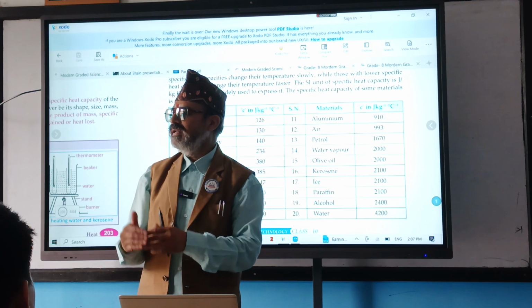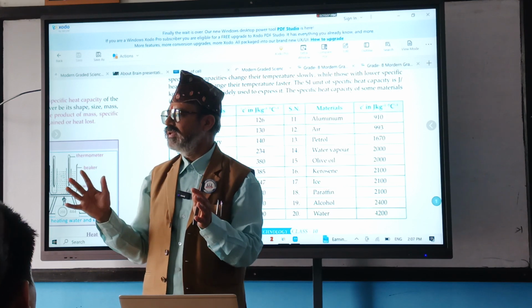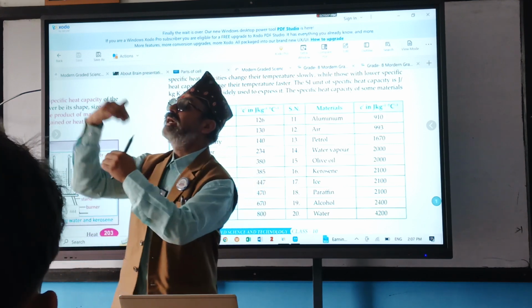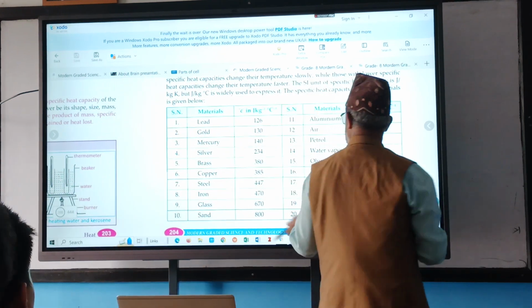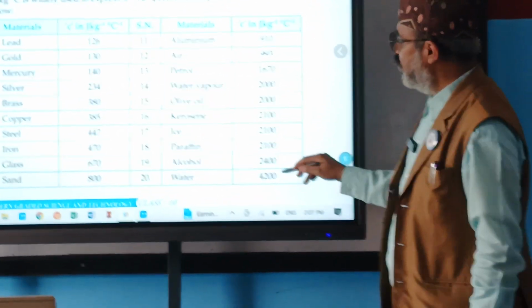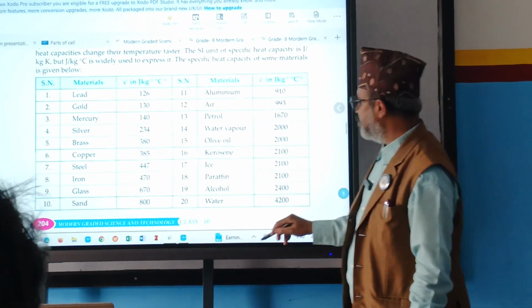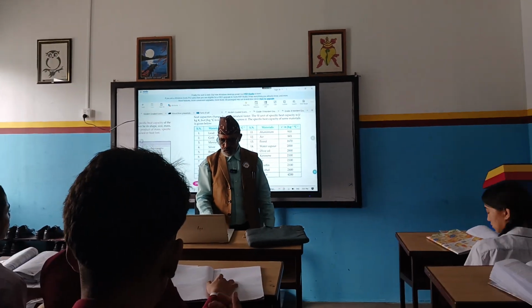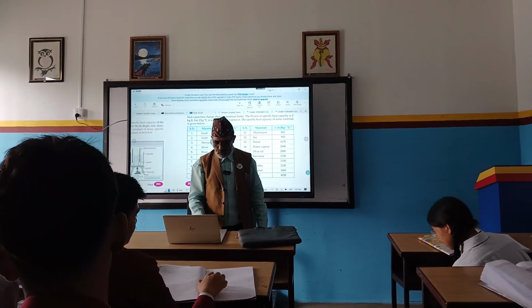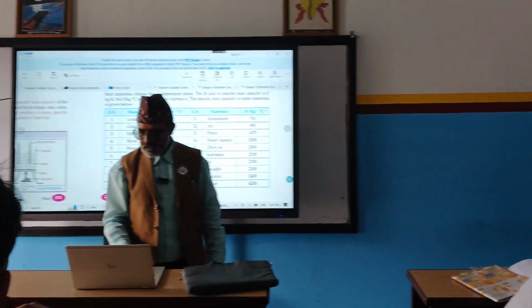After 1.5 hours or so, it would cool, quite fast, isn't it? Because it gains heat faster, it loses heat faster. But here, water gains heat slower, and loses heat slower also. So, what is the advantage of having more specific heat capacity? Actually, water has more specific heat capacity. What are the advantages?